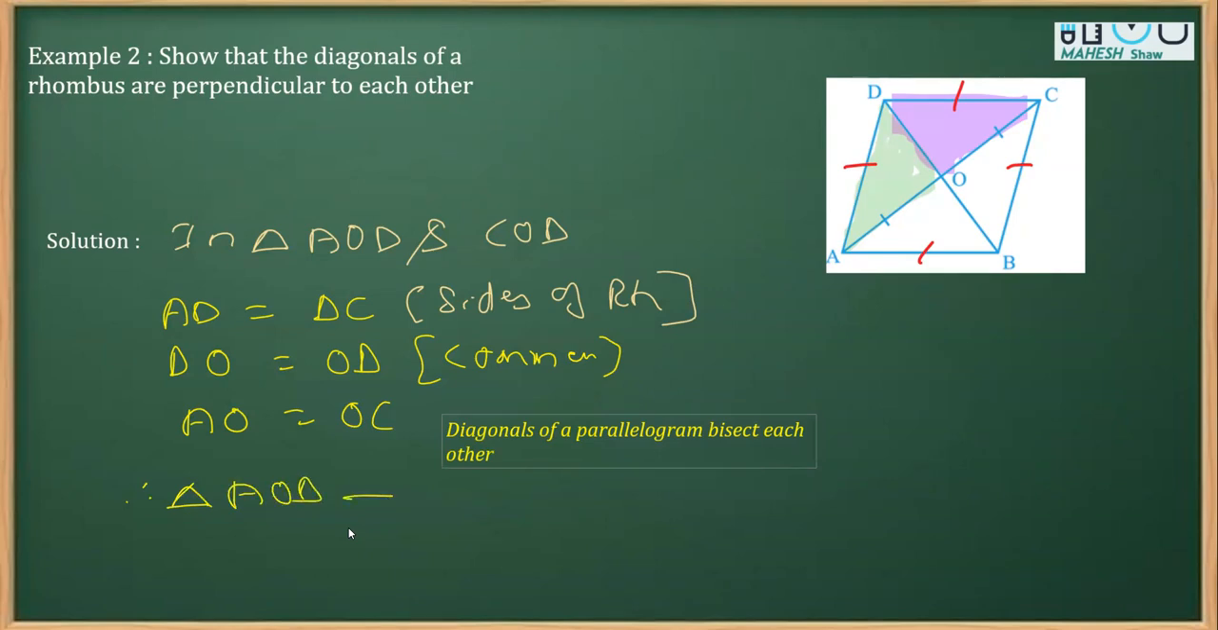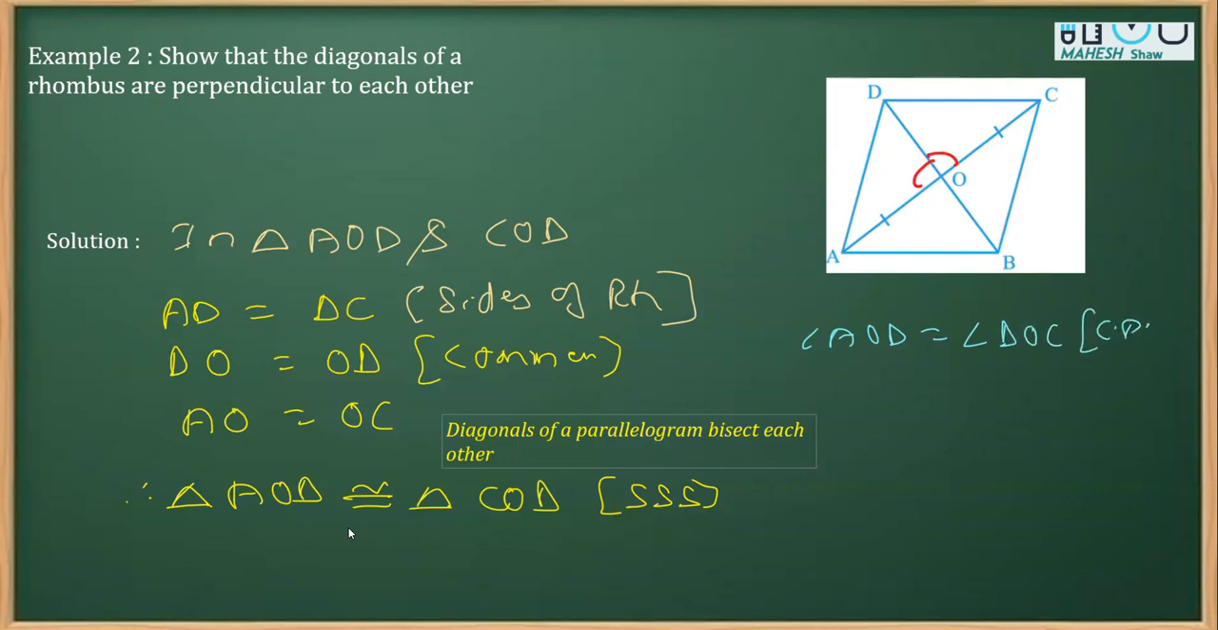That is, triangle AOD is congruent to triangle COD. And I have used the congruency condition as side, side, side. Once we have proved all the sides, triangles congruent, we can write these angles as equal. From CPCT, I can write this angle being equal to this angle. So I'll be writing here, that is angle AOD is equal to angle DOC, and that is from CPCT.